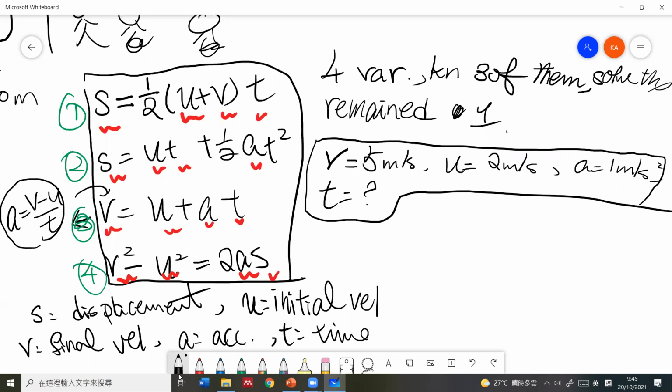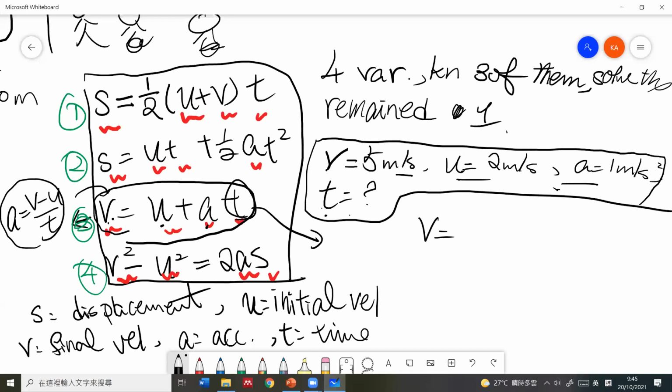Okay, so there are 4 variables, right? And then you need to see which 3 are the known quantities in this case and what's the unknown. You have V, U, and A, and you need to find T. So we need to use the third equation, and the calculations will be simple.